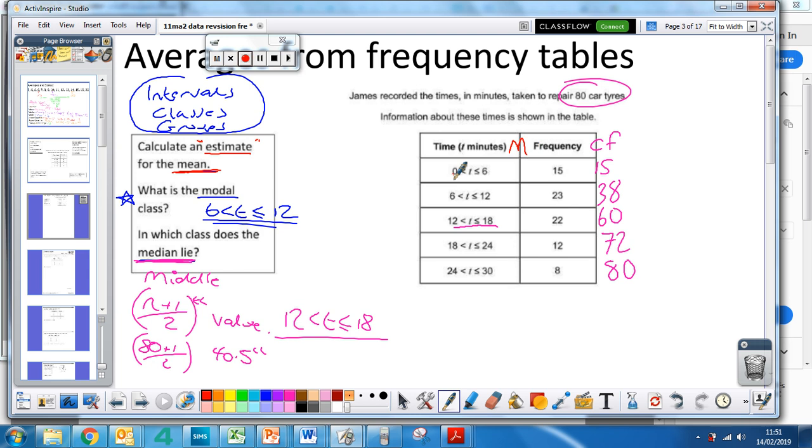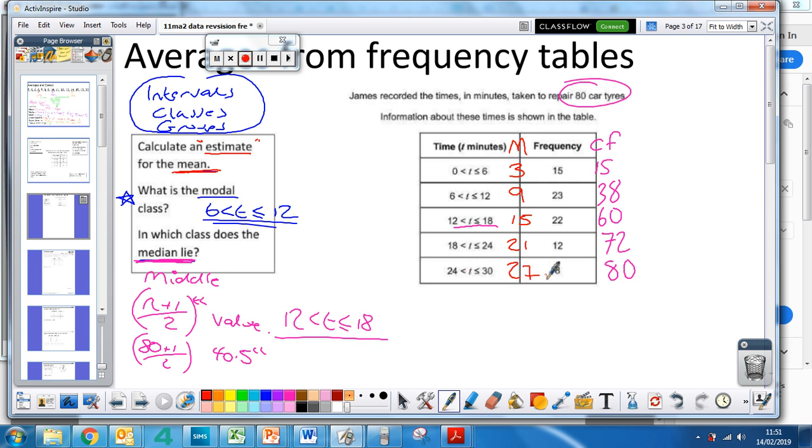The middle from 0 to 6 is 3. The middle of the group 6 to 12 is 9. The middle of the group 12 to 18 is 15. The middle of the group 18 to 24 is 21. The middle of the group 24 to 30 is 27.